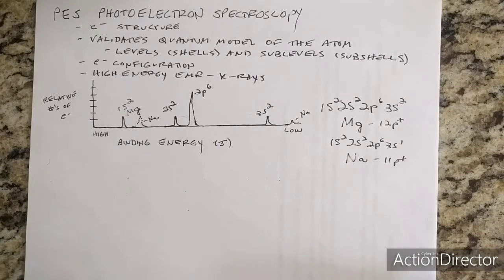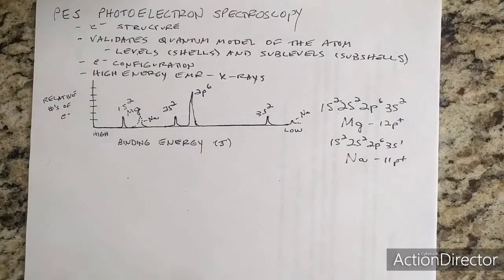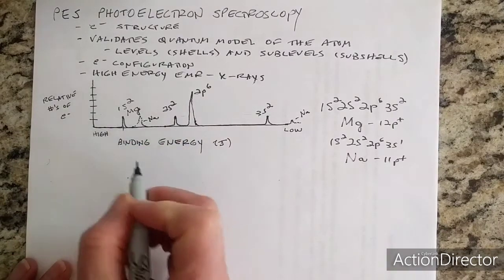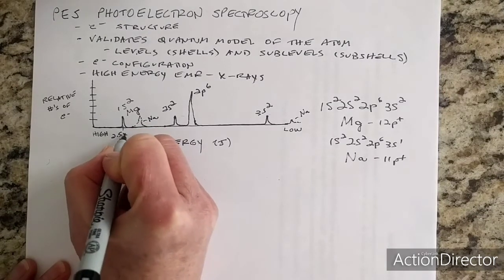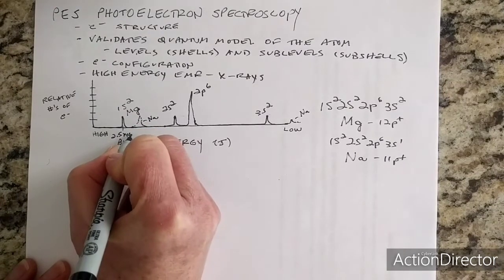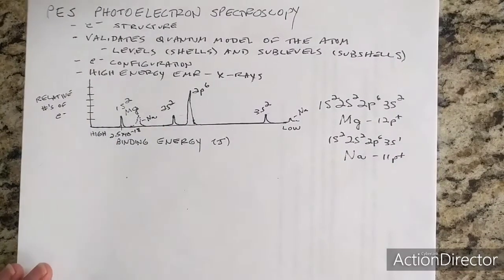Sometimes the question will give you the binding energy and will ask you to figure out the wavelength of a photon that would be needed to remove that particular electron. So we'll do a problem like that now. So let's say that this point right here is at 2.5 times 10 to the negative 18th joules.